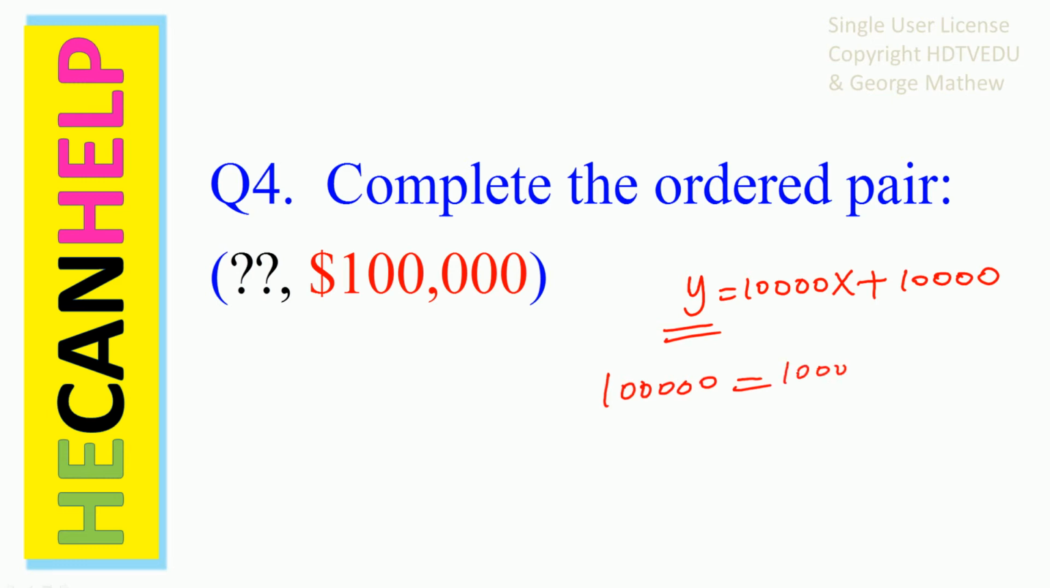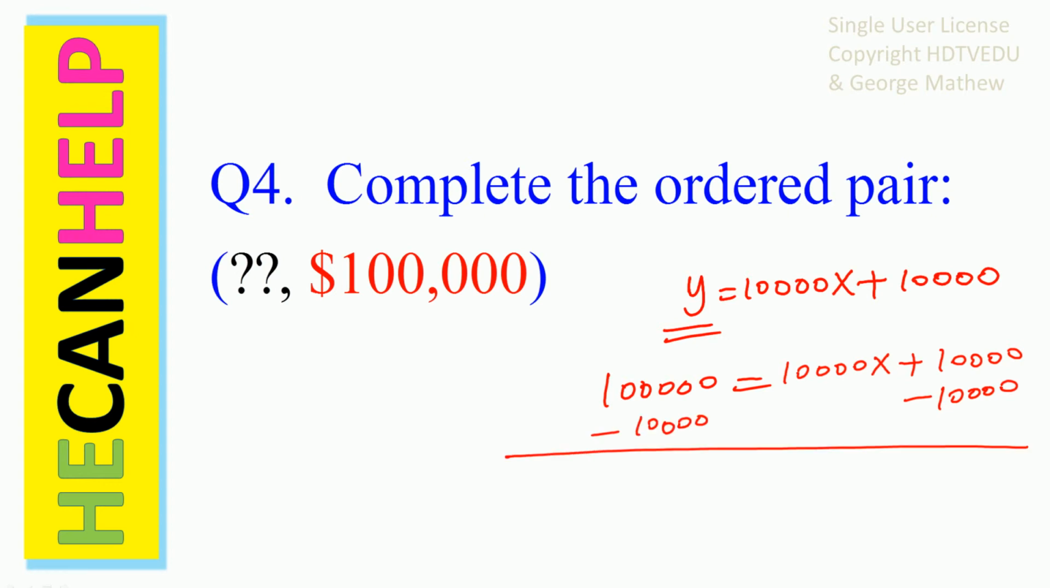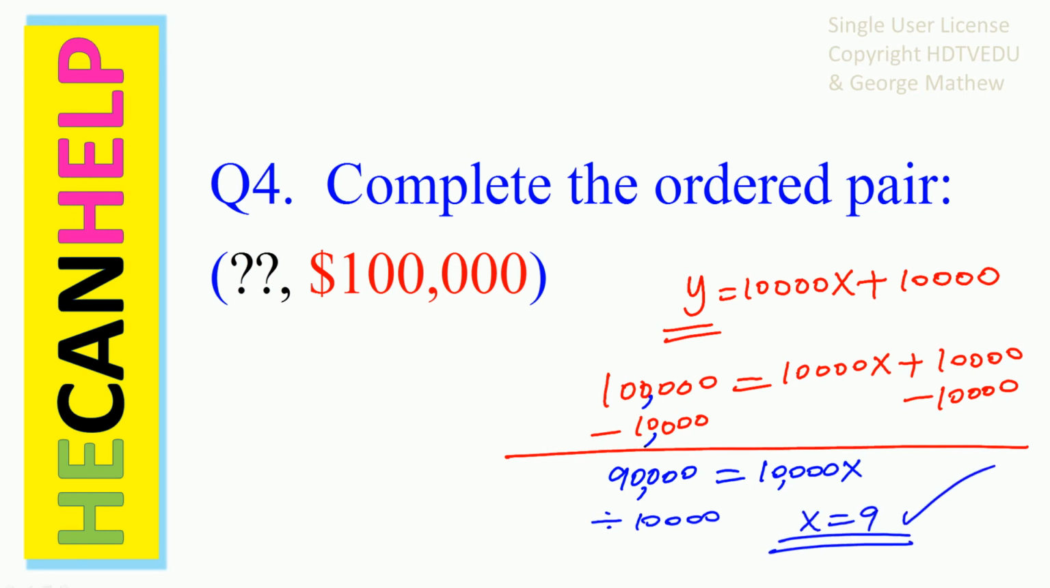100,000 is equal to 10,000x plus 10,000. Subtract 10,000 from both sides. Please don't forget, this is 100,000. This is just 10,000. So what is 100,000 minus 10,000? It will be 90,000, and that will be equal to 10,000x. So divide both sides by 10,000, and so what do we get? X is equal to 9. So by 9th year, when x equals 9, we will have 100,000.